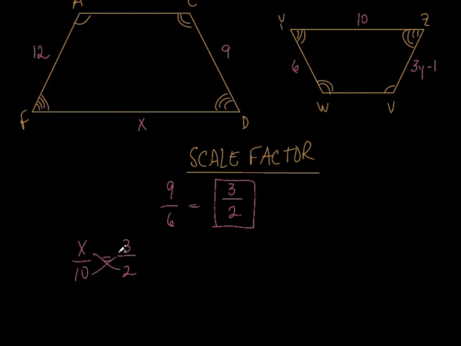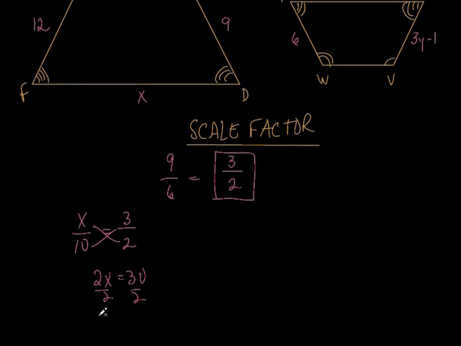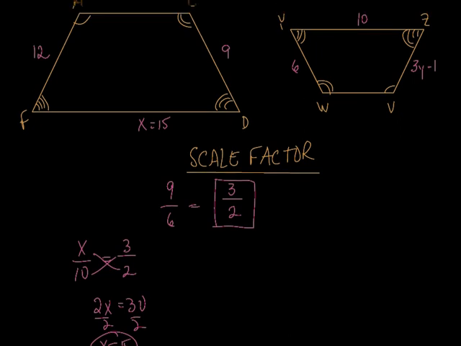We cross multiply. So that would be 2x equals 30, and then divide by 2, and so x is equal to 15. X equals 15. Whoops. What did I just do? Let's try this again. That's better. So x is equal to 15. So let's just jot that in right there. Alright, so cool. We got one side.